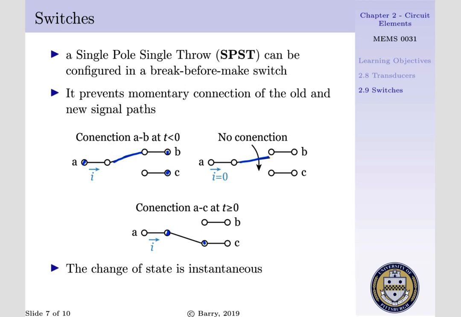We assume that this change of state is instantaneous such that there is no current flowing through A and B and A and C simultaneously. Rather, we would only have current flowing from A to B for time t is less than 0, and then from A to C for time t is greater than or equal to 0.